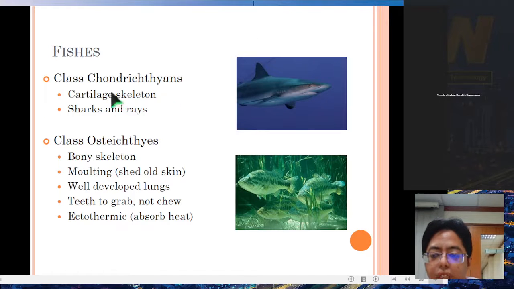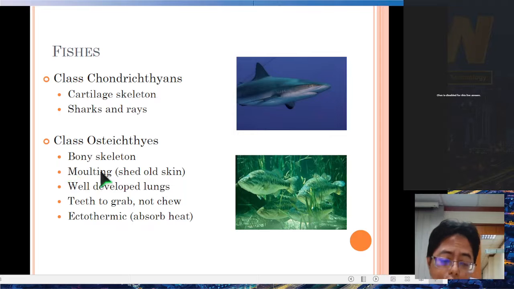Okay, fishes, they are from the class either chondrichthyans or osteichthyans. Chondrichthyans are the sharks and rays, manta ray. Okay, these types of animals have a very soft skeleton, which is cartilage. But the fish that we eat usually are the ones with a bony skeleton.